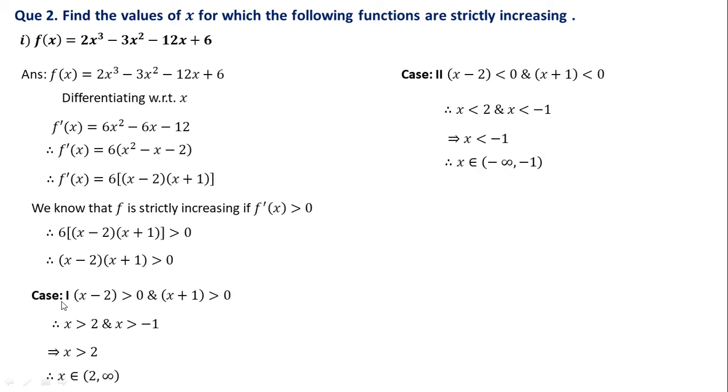So by case number 1 we get the interval 2 to infinity, and from case number 2 we get the interval minus infinity to minus 1 where the given function is strictly increasing. So by this way we get the answer that f is strictly increasing when x belongs to minus infinity to minus 1 union 2 to infinity. So we have to find all possible values of x on the real line where the given function is strictly increasing by this way.